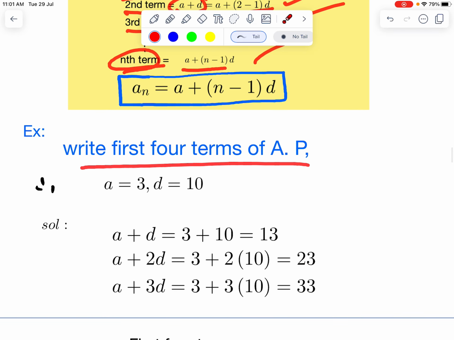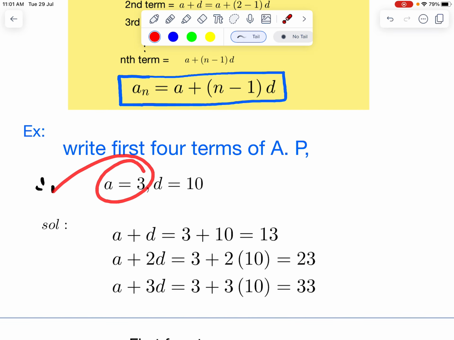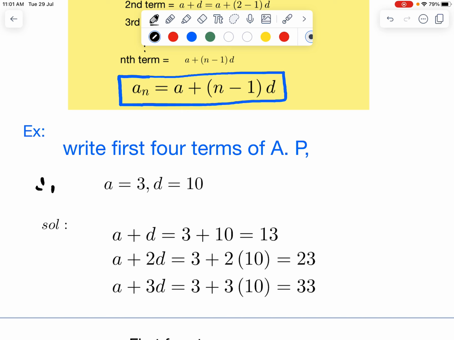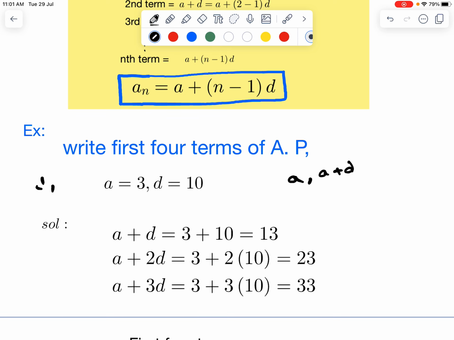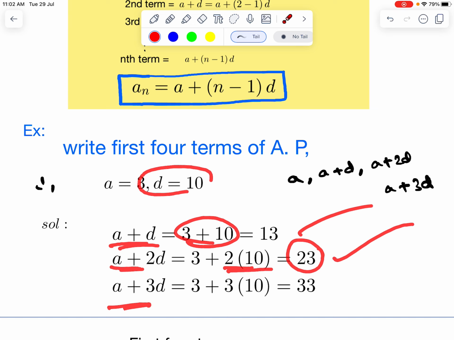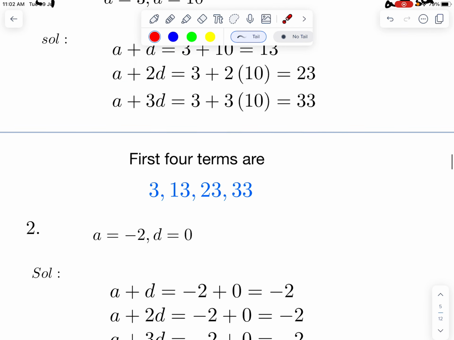Example, write the first 4 terms of AP. a is equal to 3, d is equal to 10. Then a plus d, a plus 2d and a plus 3d. These are the first 4 terms. Therefore, a plus d is 3 plus 10, 13. a plus 2d, 3 plus 2 into 10, that is equal to 23. a plus 3d, 3 plus 3 into 10, that is equal to 33. These are the first 4 terms.